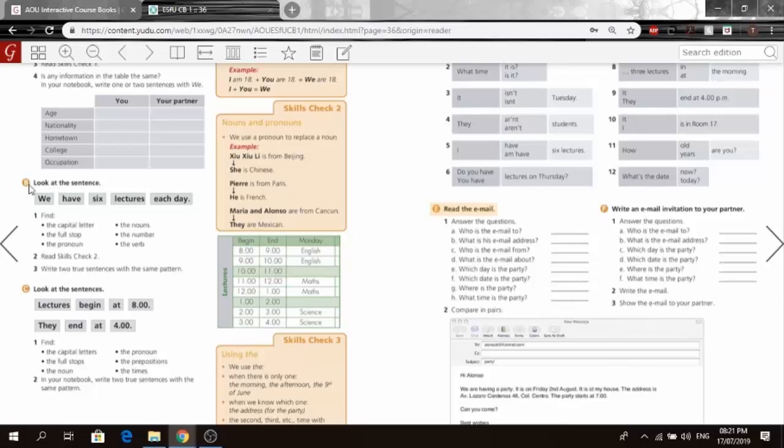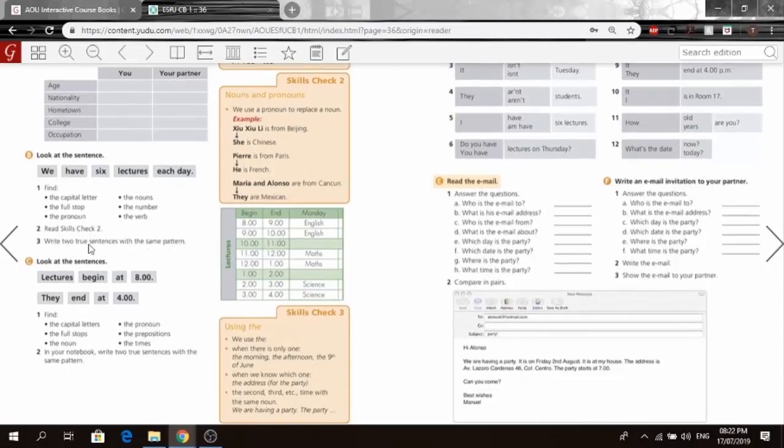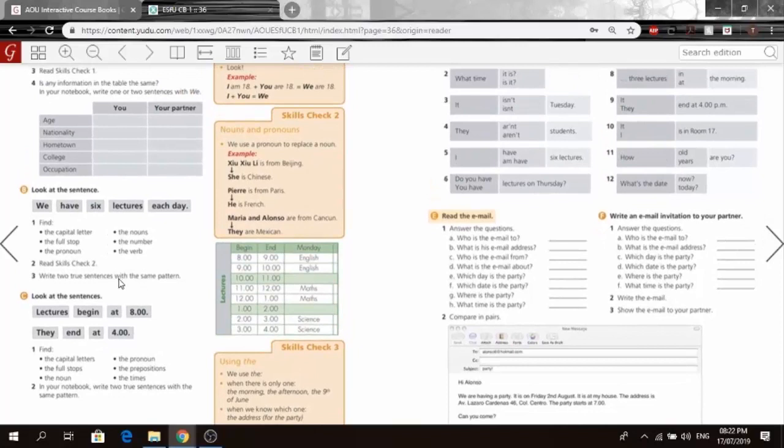Question B here. Look at our exercise B, sorry. Look at the sentence. We have 6 lectures every day. Okay, so he wants us to find the capital letter. Here it is, W, okay? The full stop, always at the end of the sentence, guys. Don't even think twice about that, okay? So, the pronoun is we, obviously, okay? Here we have the noun. The noun will be lectures, okay? The time phrase, each day. And we have the number, which will be 6, okay? Already read skills check 2. Now, write 2 true sentences with the same pattern, okay? You guys can write that and get back to this video. Okay, because we already did that in the beginning, so if you wanted this extra practice, that's fine.